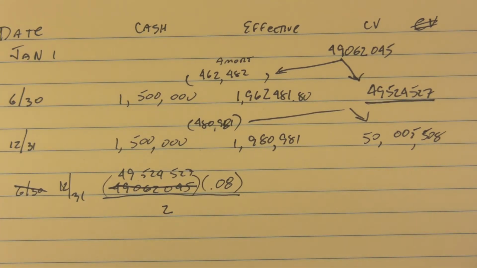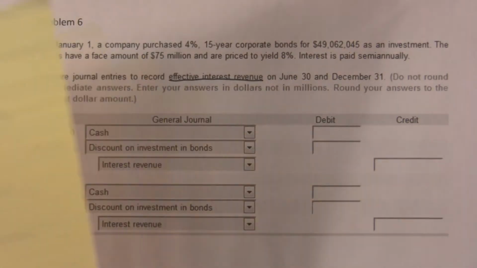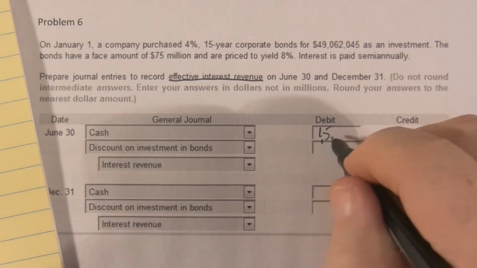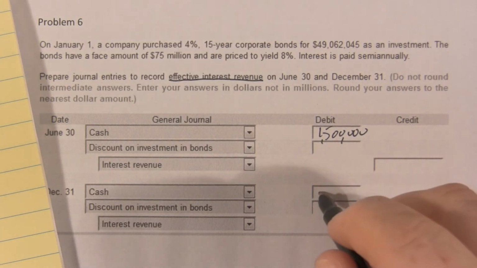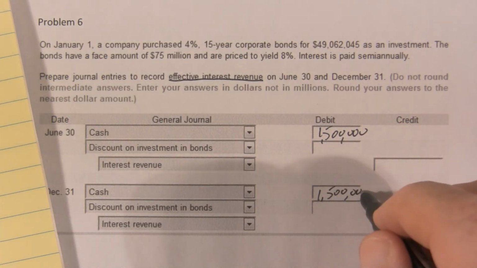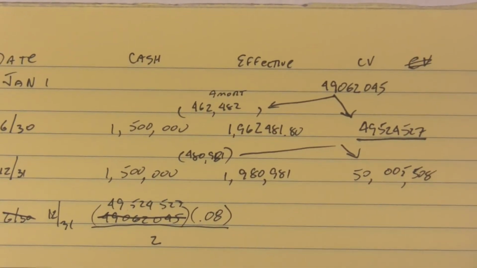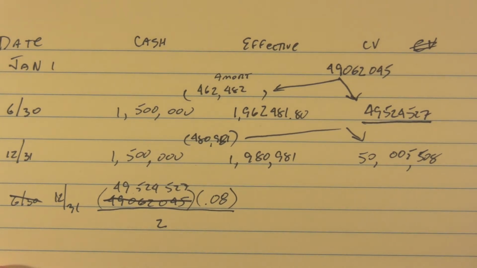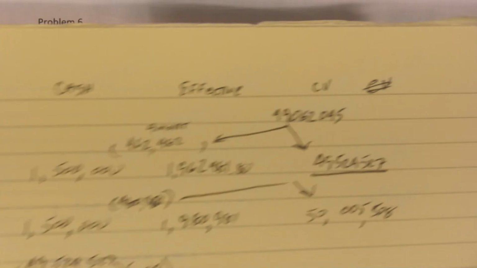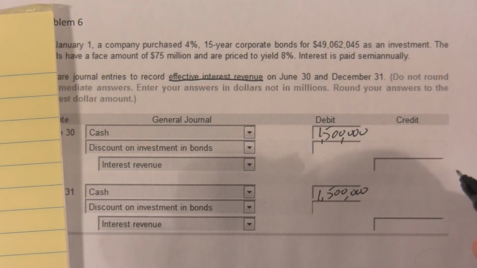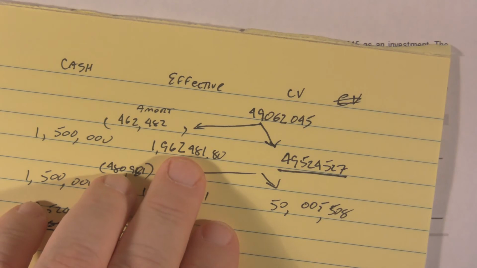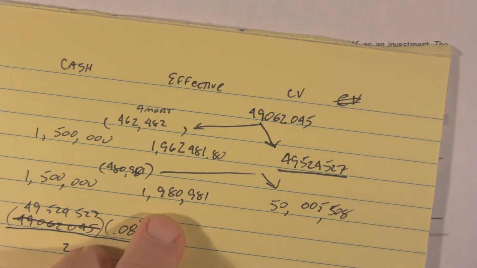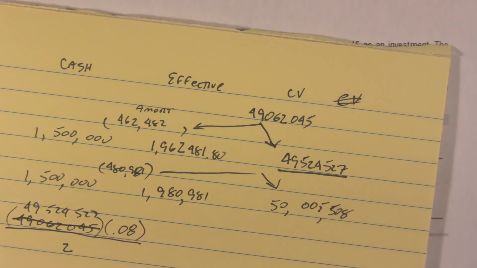Now it says we can go through and do the journal entries, and that's where we need to be. Well, the cash both times is $1,500,000. You see where those numbers came from. It's the amount of cash that you're actually getting. Our actual interest earned is the cash we got plus the amount of discount that was amortized. That was our total interest revenue. That's our interest revenue for June, and that's our interest revenue for December.